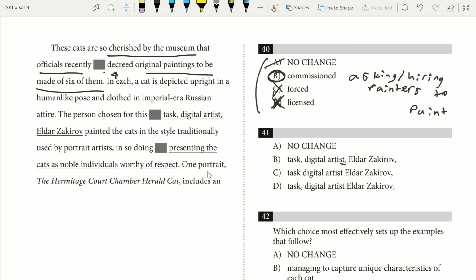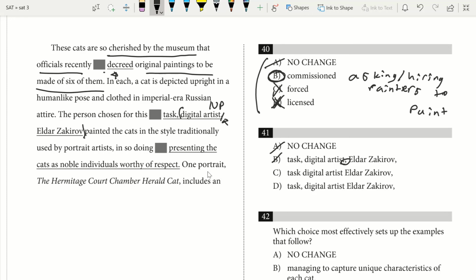In each, a cat is depicted upright in a human-like pose and clothed in imperial-era Russian attire. The person chosen for this task, digital artist Eldar Zakharov, painted the cats in the style traditionally used by portrait artists. Well, if we look at this, when we see digital artist Eldar Zakharov, that's all one noun phrase, so we do not need this comma. So we can go ahead and get rid of A and B because they each have that comma there.